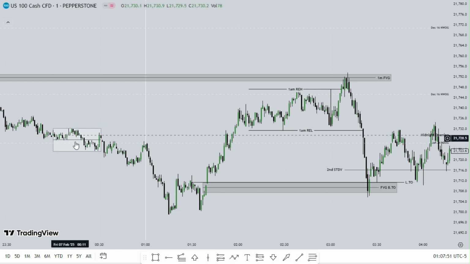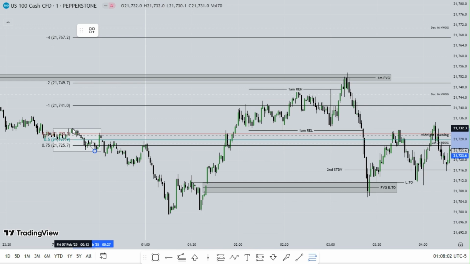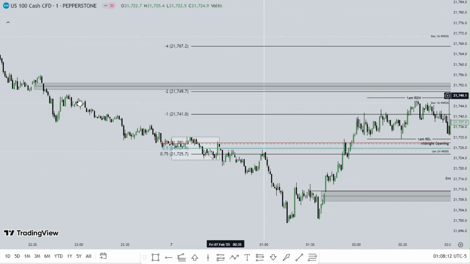This 30 minute interval is where price creates consolidation and it gives you a bias on where price is likely to go. So here, as I'm measuring the highs and the lows between 00 hours and 00:30, the second standard deviation is right here. And what do we have above it? We have the 1 minute fair value gap right here.